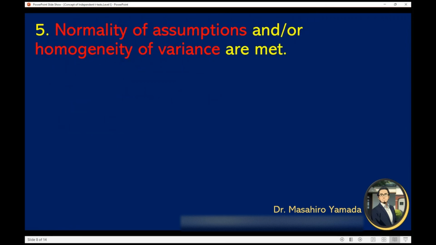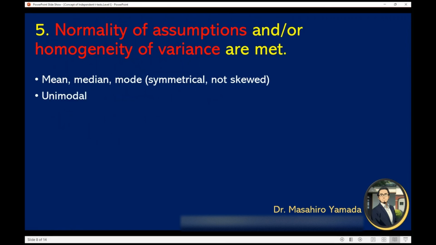I explain the assumptions of normality and homogeneity of variance in a separate video, but just quickly, when data are normally distributed, the locations of mean, median, and mode are identical, theoretically identical or very similar. That means the data are symmetrical and not skewed. And also, the data should be unimodal. There's only one peak in the data.